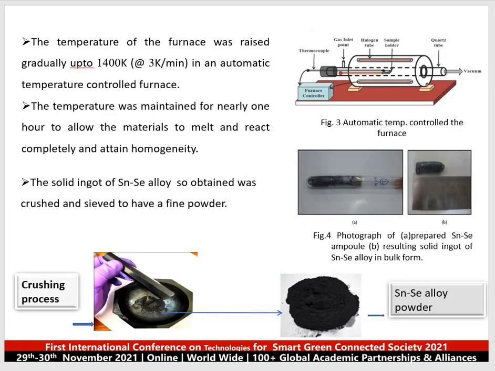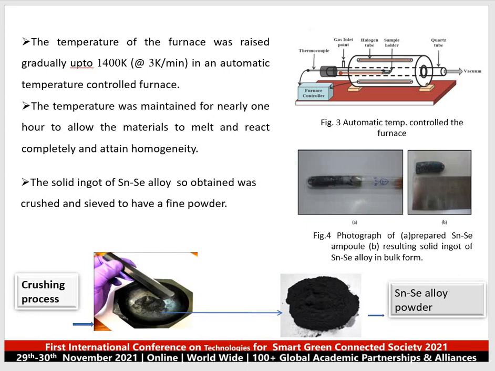After that, the ampule is put in an automatic temperature control furnace, and the temperature of the ampule was raised from room temperature to 1400 Kelvin at a heating rate of 3 degrees centigrade per minute, while the material was kept continuously shaking. This temperature was maintained for nearly 1 hour to allow the materials to melt, react, and settle to attain homogeneity. The ampule was subsequently cooled to room temperature at the same rate it was heated up, which resulted in the formation of solid SnSe ingot.